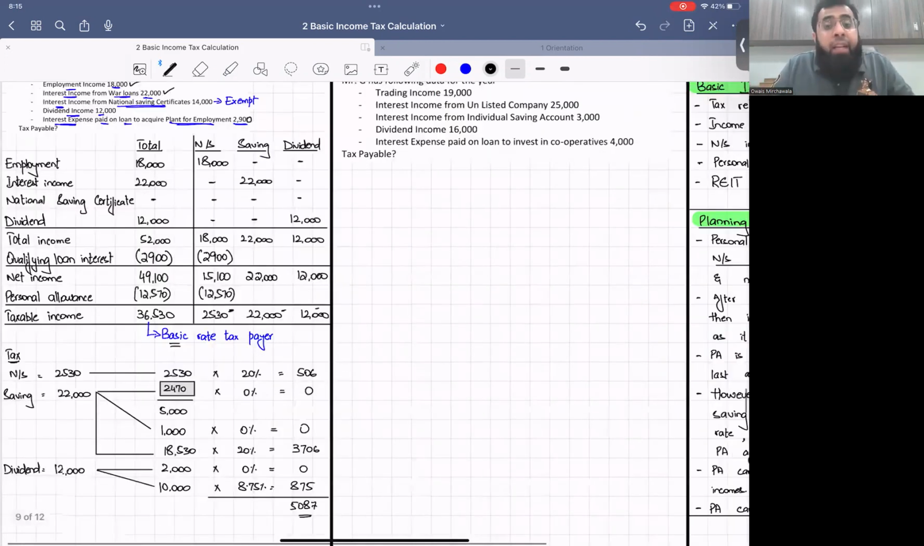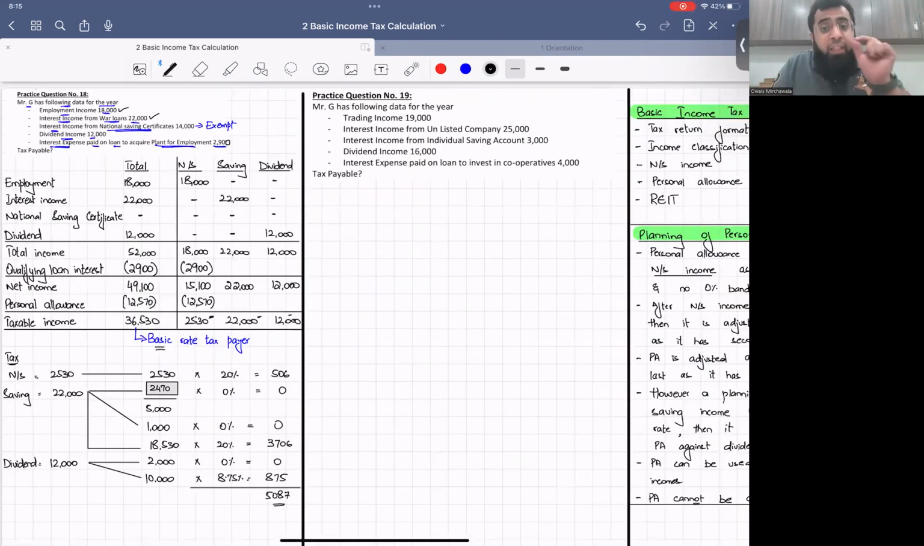Let me repeat it again for you people. Listen to me carefully. Employment income goes in non-saving. Interest income goes in saving. National savings certificate is exempt. Dividend income goes in dividend. I believe that by now, this all is just routine. We have done it so many times. Add up all of them to arrive at total income.